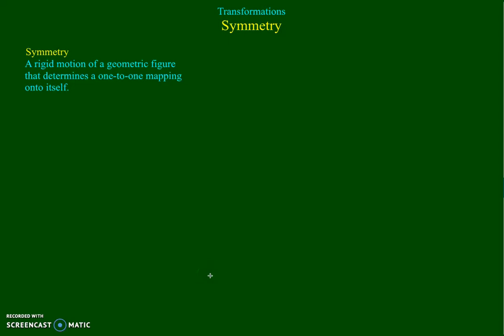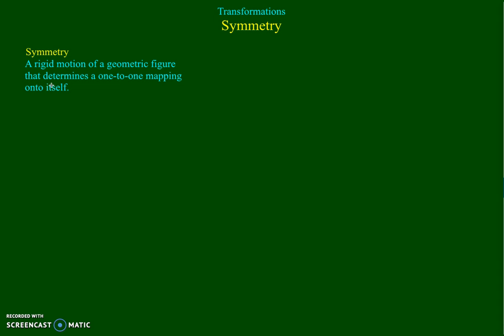This is part 4 of the series Transformations, and in this part we're going to begin by talking about a concept called symmetry. And symmetry, by definition, is a rigid motion of a geometric figure that determines a one-to-one mapping onto itself. Now we're going to look at two different types of symmetry. The first one is going to be called line symmetry.